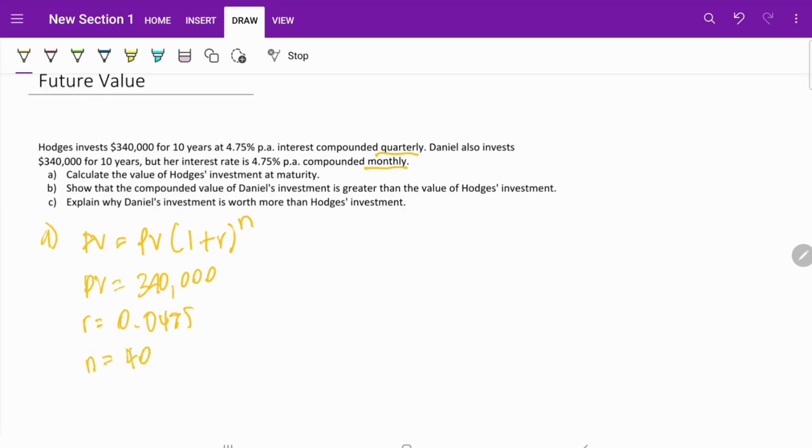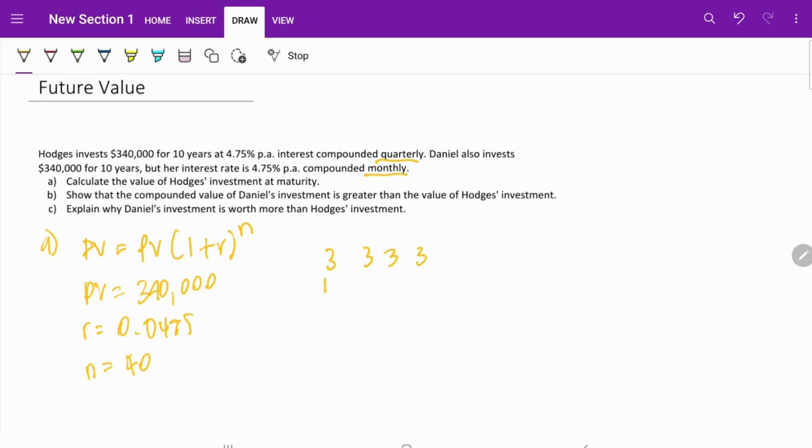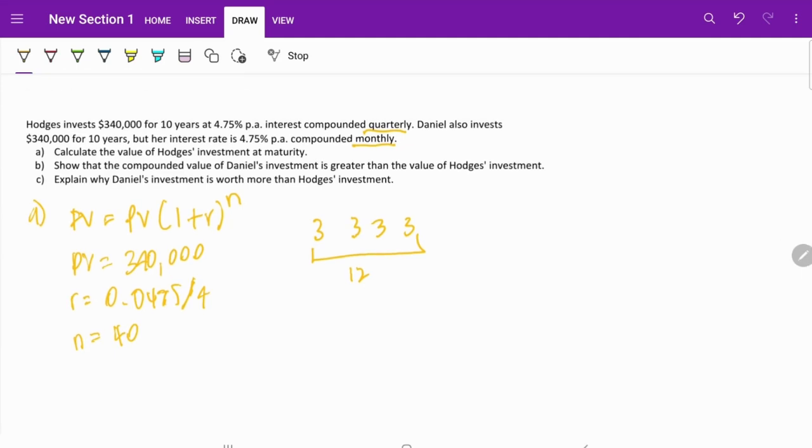So how we got the 40 was because it's compounded quarterly, so you've got 3 months in each period that make up the whole year, so it becomes 4 quarters. The rate is also divided by 4. So that now we just have to apply it to the formula.